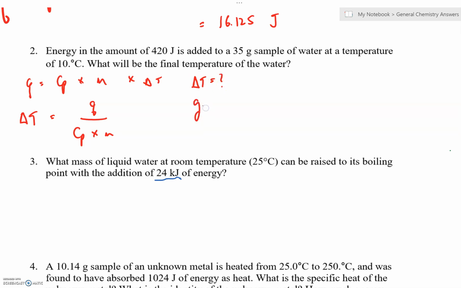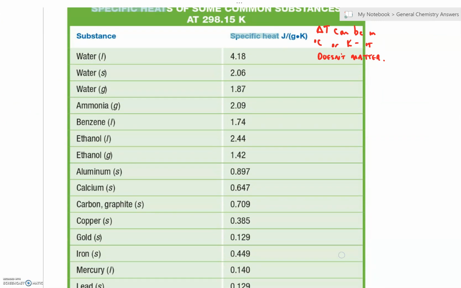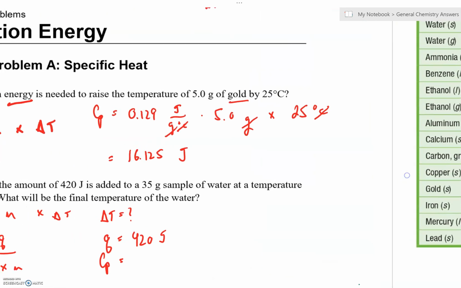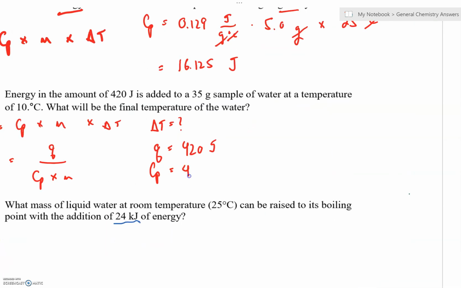We have a Q of 420 joules. We have a specific heat. Well, this is water, and it's at a sample temperature of 10 degrees, which means it has to be the liquid version, and that's right here, 4.18 joules per gram degree Celsius. And finally, we have a mass of 35 grams.